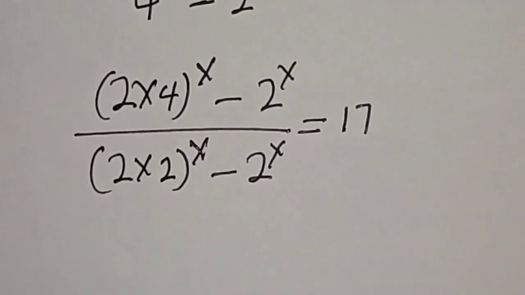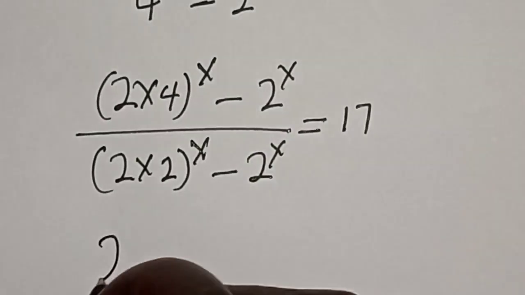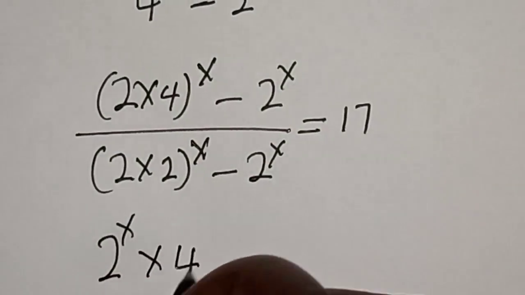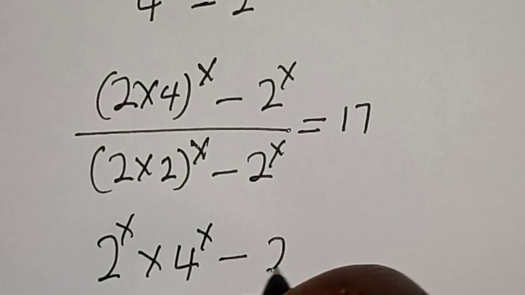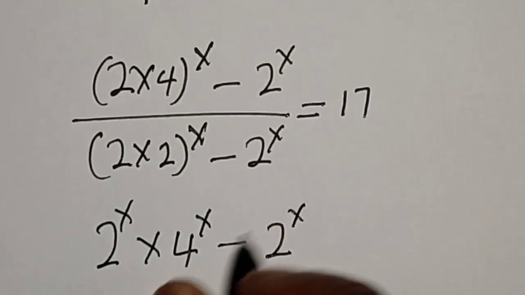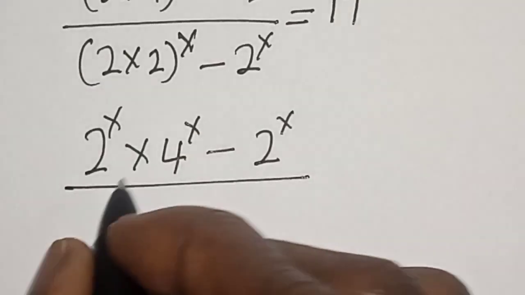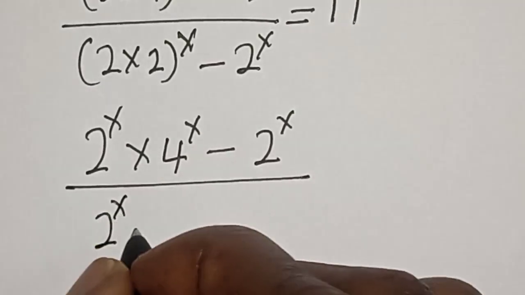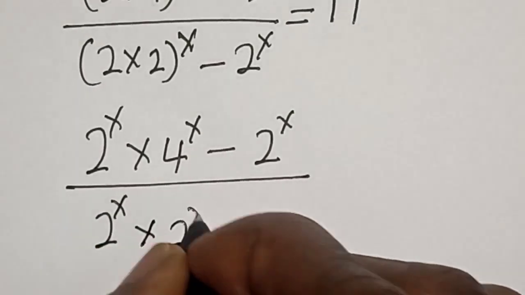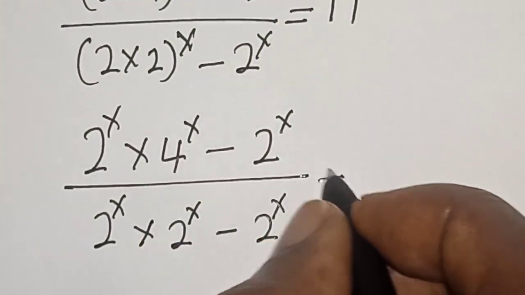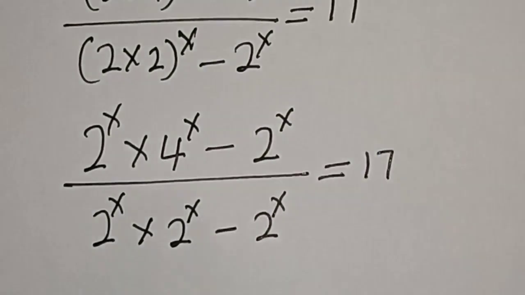Now, if you open the bracket, by the power of s, we have 2 raised to power s multiplied by 4 raised to power s, minus 2 raised to power s, divided by 2 raised to power s multiplied by 2 raised to power s, minus 2 raised to power s, is equal to 17.